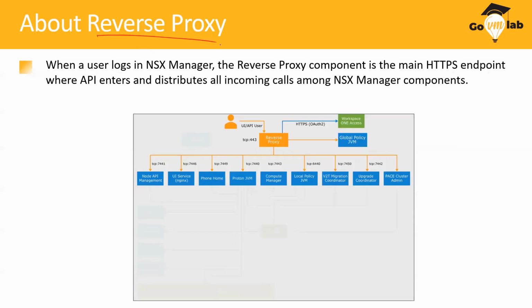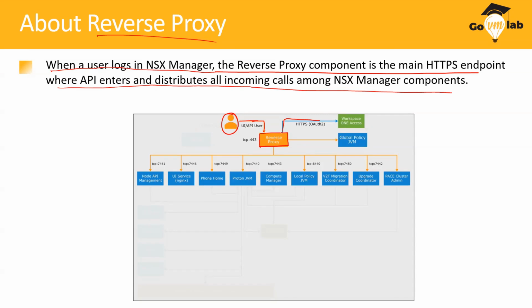The next service we have is the reverse proxy. We have talked about the reverse proxy many times. It says that whenever a user logs into NSX Manager, the reverse proxy component is the main HTTPS endpoint where the API enters and distributes all incoming calls among the NSX Manager components. So as a user, you can interact with the NSX Manager via UI or API. When you hit the URL, that request goes to the reverse proxy. Then we have an authentication framework where, if you have Active Directory integration or workspace integration, your SAML token and OAuth integration will happen.